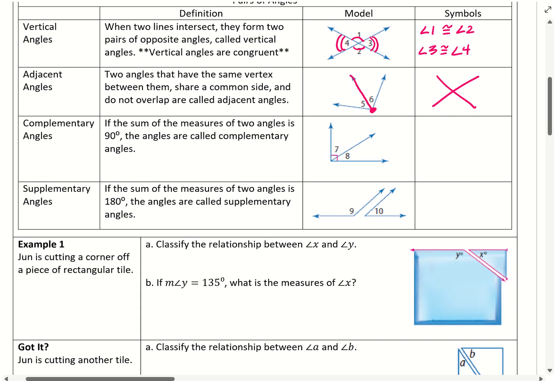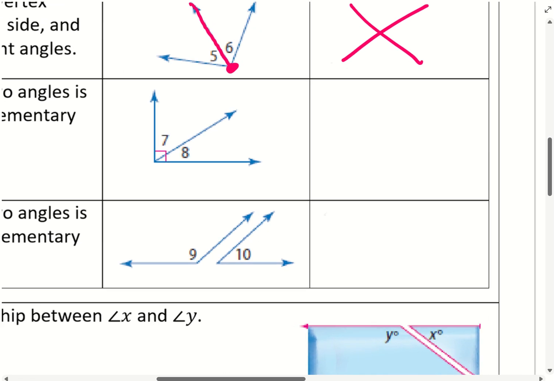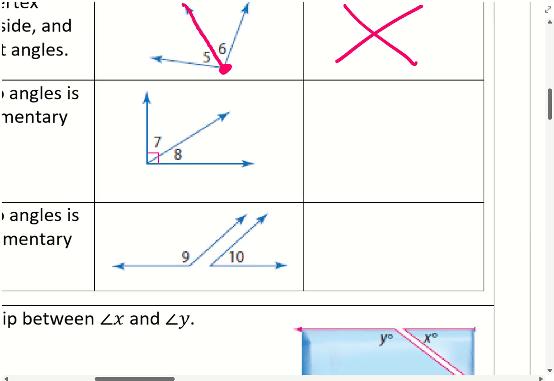The next one is complementary angles. If the sum of the measures of two angles is 90 degrees, they are complementary. So if you look at this one, angle 7 and angle 8, remember we talked about, add up to 90 degrees. These are also adjacent angles, which we talked about on that worksheet that you guys had last class. But the big thing here though is that they're complementary.